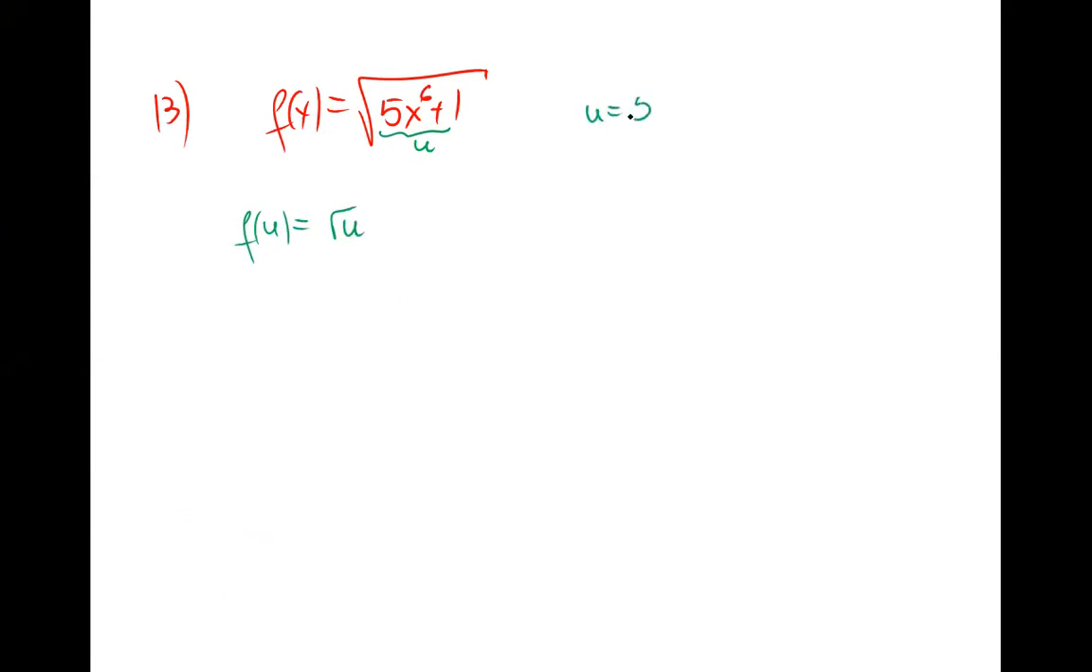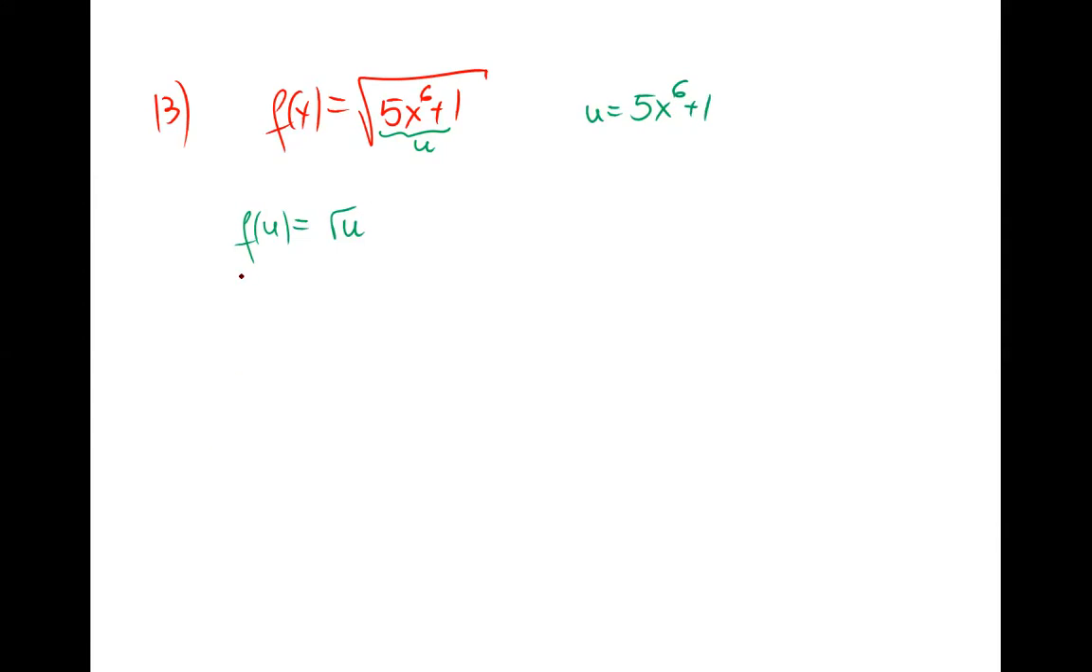Okay, function number 13. F of x equals square root of 5x to the power of 6 plus 1. That means again, I do see my inner function. This is u. And that means my function looks like square root of u. And u, of course, is 5x to the power of 6 plus 1.